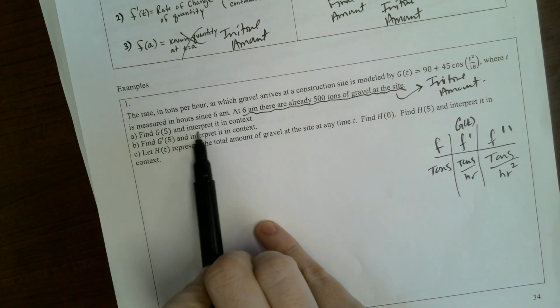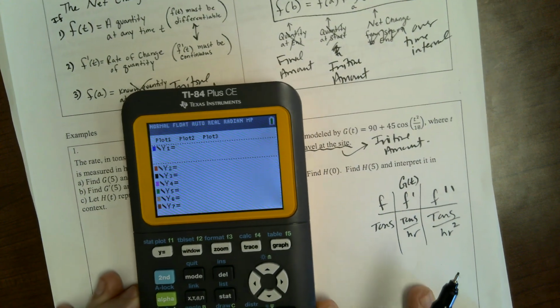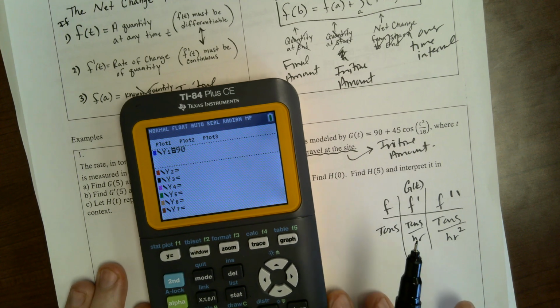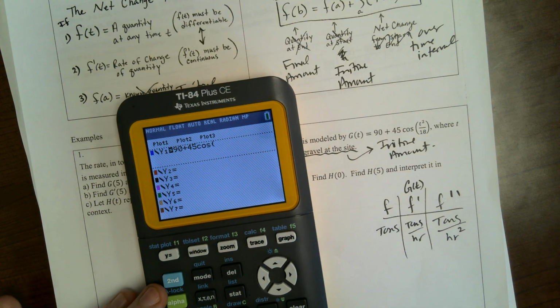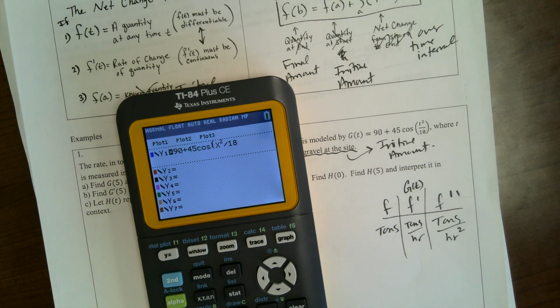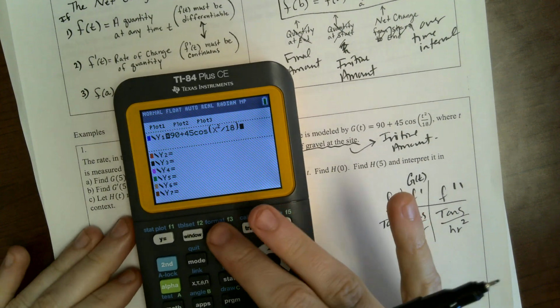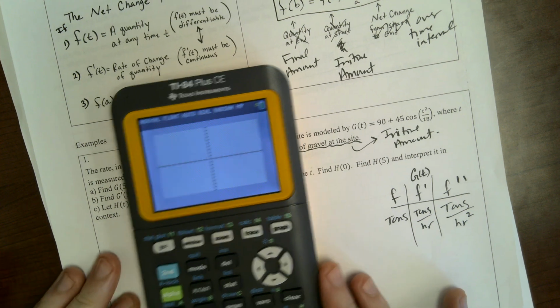So find g of 5 and interpret it in context. If you don't already, please get a calculator in front of you. Make sure you're in radians, and we're going to graph this: 90 plus 45 cosine of t over 18. To start, I'll just go Zoom 6. That'll make us all have the same window.